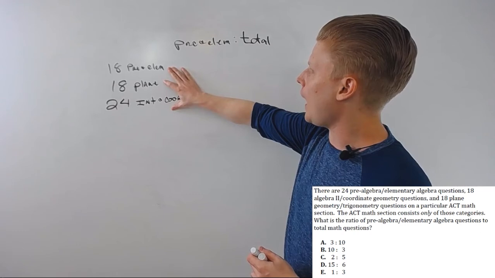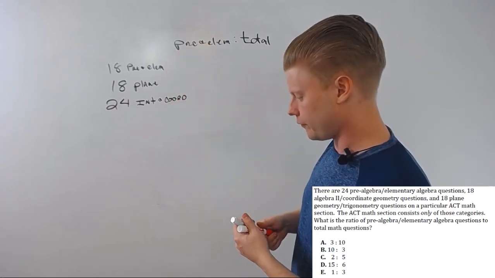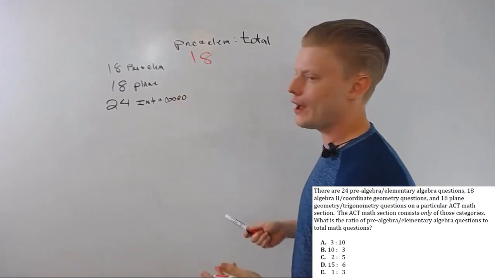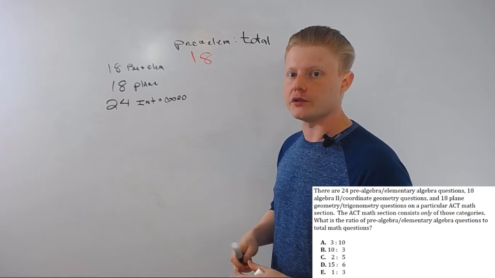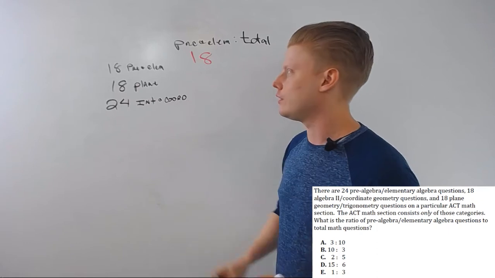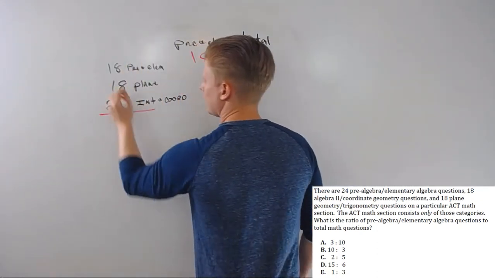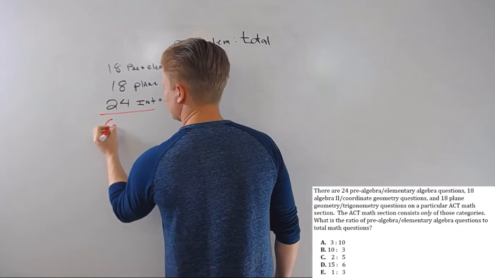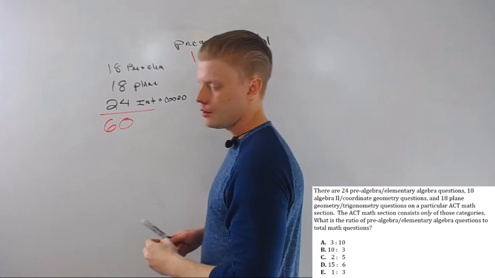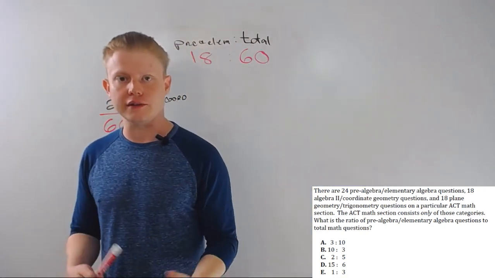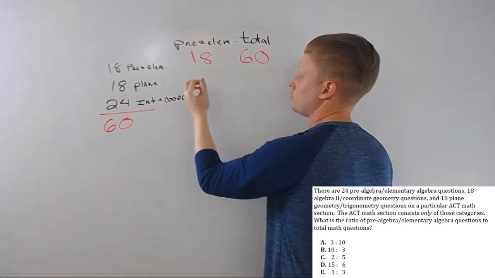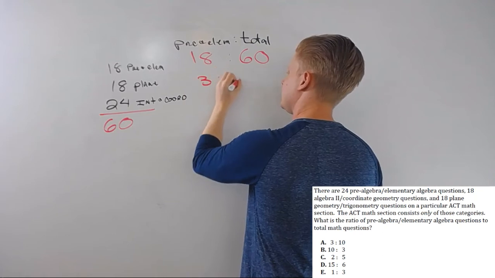The breakdowns are about the same though. So I have my numbers for this side. I know I'm looking for pre-algebra and elementary algebra, and that's going to be 18. I don't have a total though, so I've got to add up all the parts. Now the question specifies it consists only of these three sections. Only. So the whole has got to be 18 plus 18 is 36 plus 24 is 60. You may have already known it's 60. Okay. That's all there is to that, except we need to simplify. So divisible by 6, obviously divisible by 6, 3 to 10.